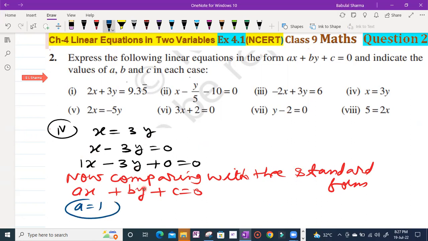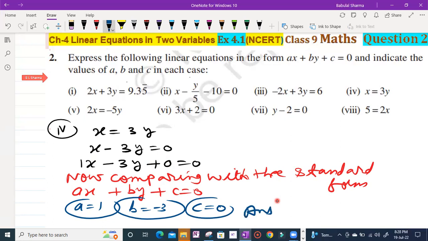Coefficient of y here is plus b, and coefficient of y here is -3. So in place of b, we can write -3. b की जगह हम -3 लिख सकते हैं. Similarly, the constant term here is c, and the constant term here is 0. So in place of c, means c can be written as 0. So this is the answer, the values of a, b, and c.